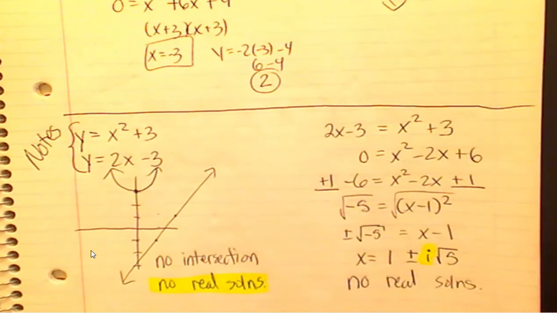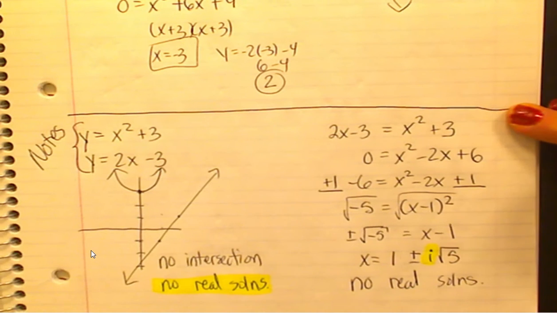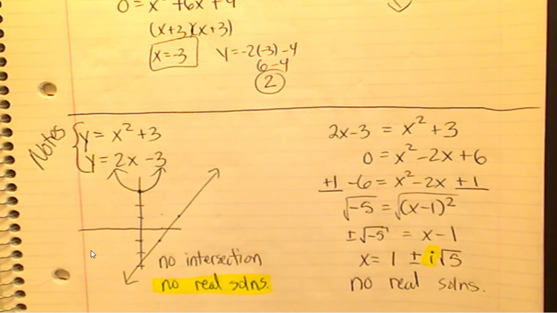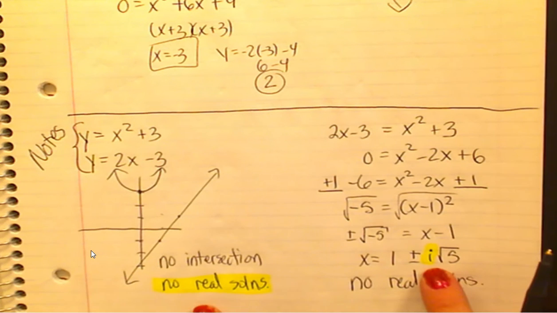Okay, put a note about this in your notebook. I'll leave it up here. Put a note about it. How do you get imaginary or no real solutions? Graphically, algebraically. You can just write down part of it so that you know what this means.